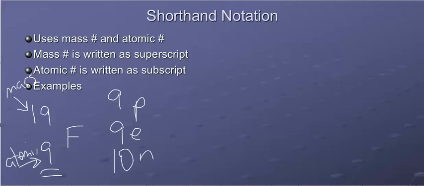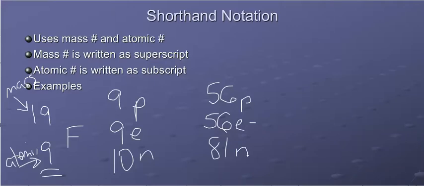Okay, let's work the other way. If I tell you the number of protons, electrons, and neutrons, you should be able to write shorthand notation. So it's number 56. You look on the periodic table, you find number 56, and the symbol is Ba, which is barium.